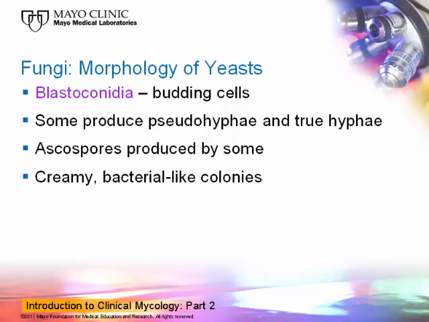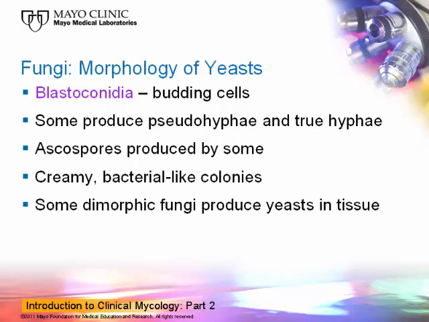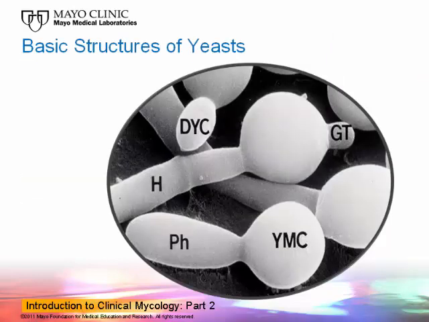Most of the yeast produce creamy bacterial-like colonies. If you grow yeast in the laboratory, you notice it will smell almost like a bakery. The yeast are very important in agriculture, and very important in the baking and brewing industry, but they're also very important in the clinical setting because they do cause human disease and lots of problems for immunocompromised patients. Some of the fungi are dimorphic in that they produce yeast in the tissue or at 35 to 37 degrees centigrade in the laboratory under the right conditions that you would have to supply.